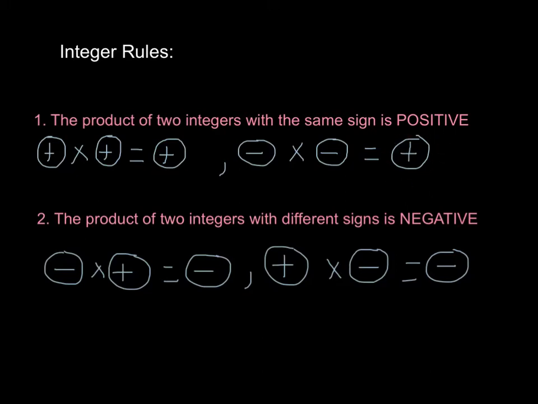And then that's where the second rule comes into play, which is the product of two integers with different signs is negative. So the same kind of idea here. If you've got a negative number multiplying by a positive number, it is always going to be negative because they are different signs. And the same goes for if you've got a positive multiplying by a negative number, it is also always going to be negative. And this will apply for the rest of this lesson today and throughout the unit.